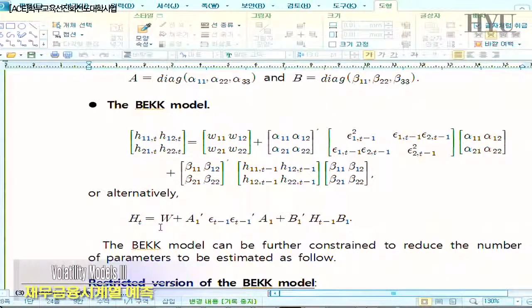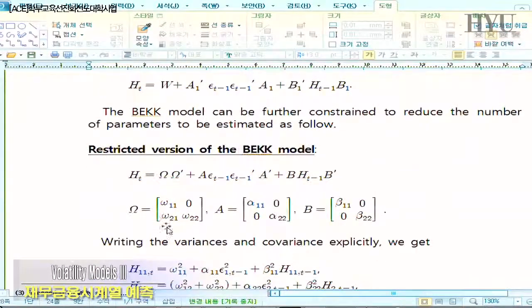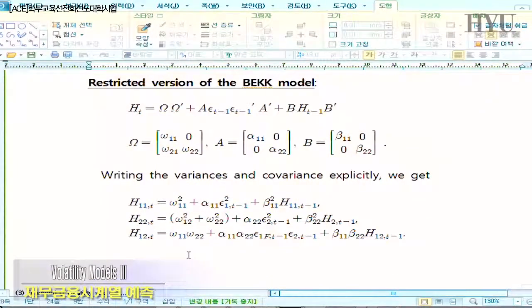And hopefully, regardless of the combination here, the A's and B's, these satisfy the positive definite condition. But even this specification doesn't work that way. So here is the final one, a restricted version of BEKK, which is often used in application. Put some restrictions on this and that and that.